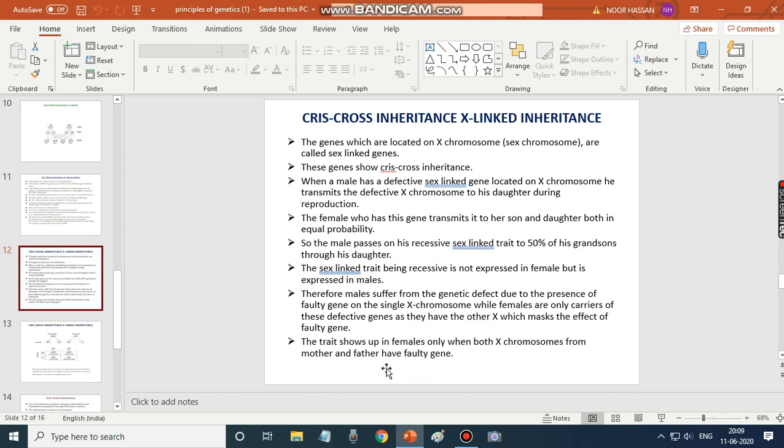There is a chart also, we will discuss it now. The trait shows up in a female only when both X chromosomes, from mother and father, have the faulty gene. So the impact of this sex-linked chromosome on females is very less, because females have XX chromosomes. Only when both the X chromosomes have the faulty gene, received from mother and father, in that case only will females be affected.